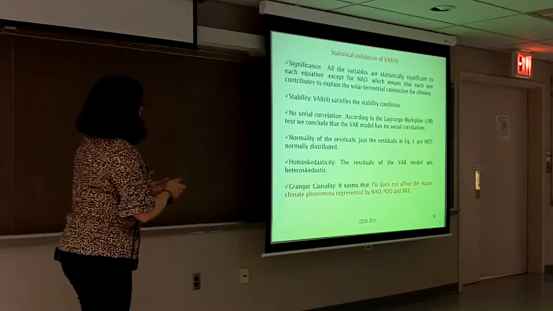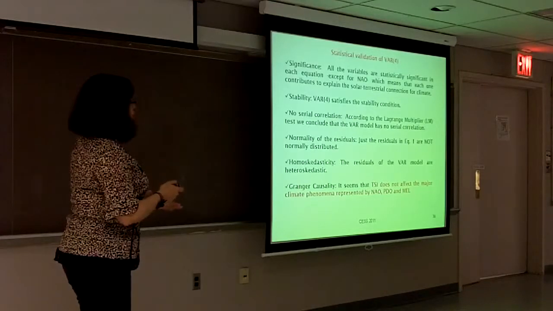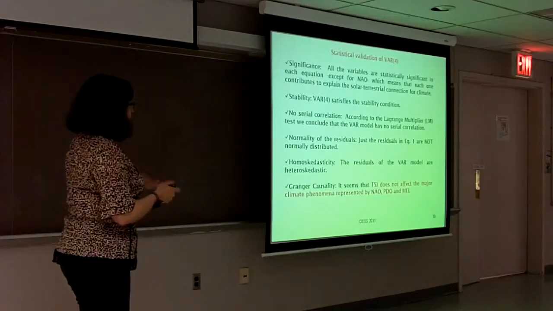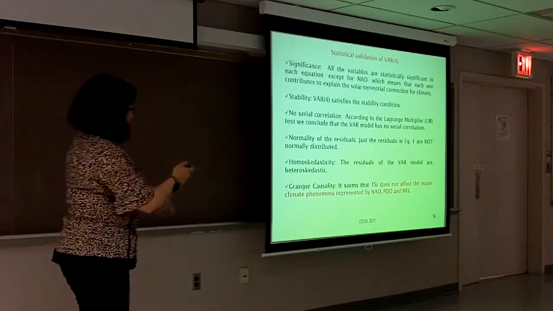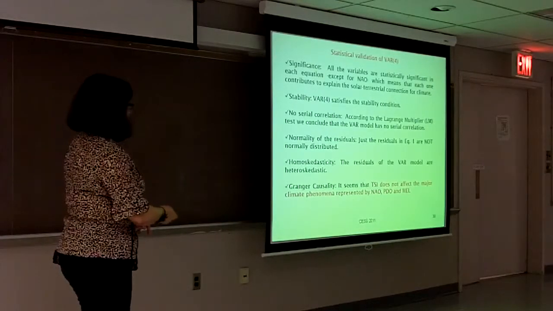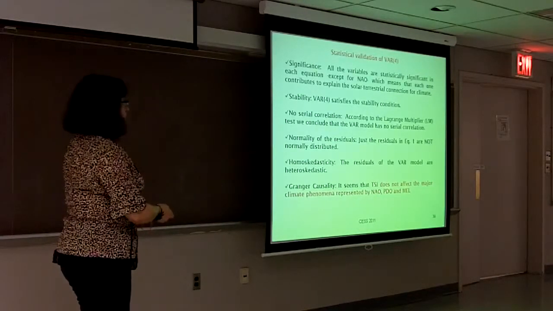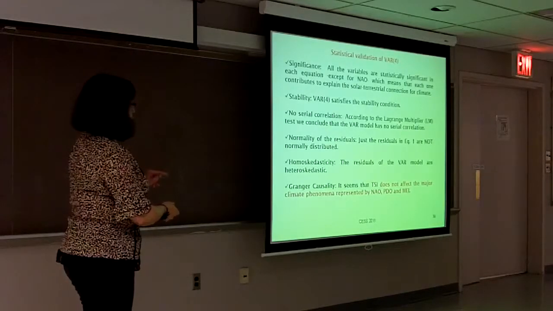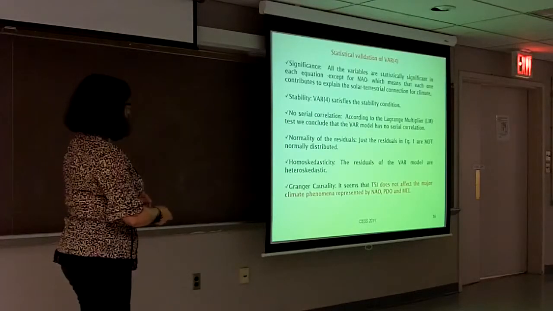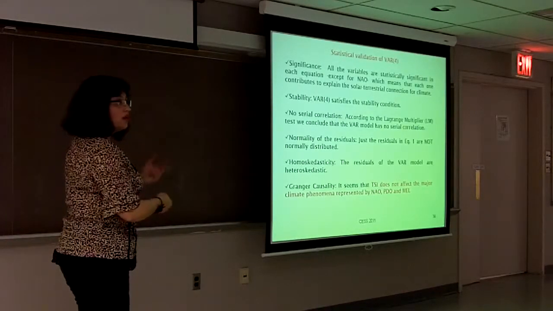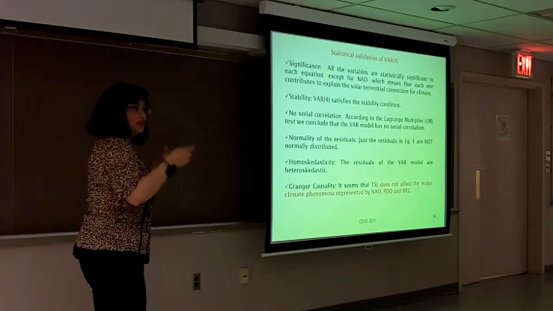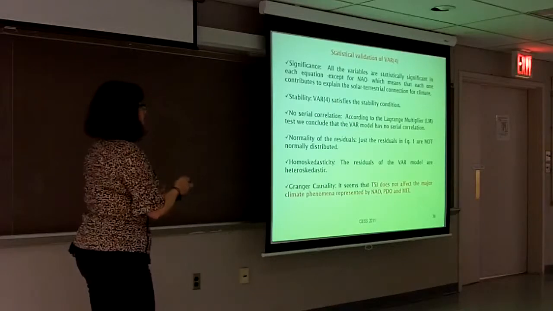Obviously, when you estimate the parameters in that model, you need to give the statistical validation of that. The most important thing in the statistical validation is that, because of the Granger causality, it seems that the solar activity, through the measurements of the irradiation, doesn't affect the major climate phenomena represented by these variables. So we are arriving at another conclusion from the one people usually give, that there's a good correlation. We are not finding that.